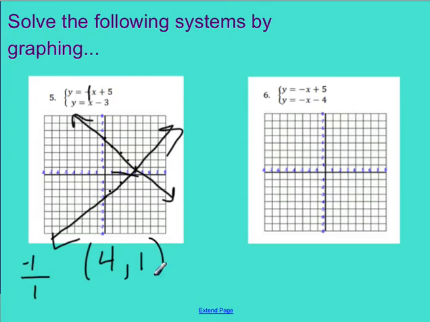Check your graph. Did you get 4, 1, or does yours look a little different? It might, because it's not super accurate. So check that your solution is somewhere in that general region.